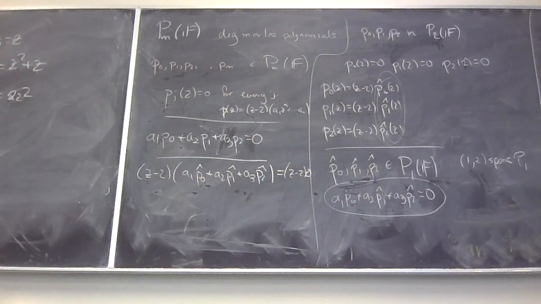Okay. Cool. Okay, why are those linearly dependent? Is that 2Z squared? That's 2Z squared, yep. Because P3 can be expressed as P2 minus 2P1. That's a linear dependence relation.